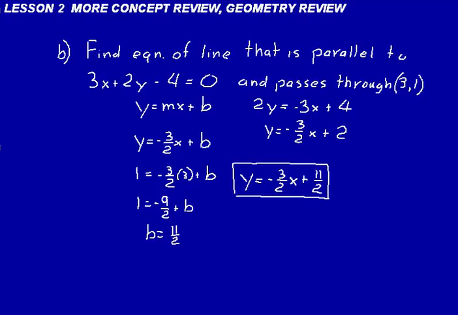Has the same slope as the other equation. Different y-intercepts, though. Parallel lines, their slopes are the same. Perpendicular lines, their slopes would be negative reciprocals of each other.